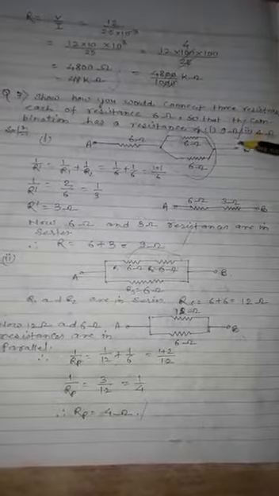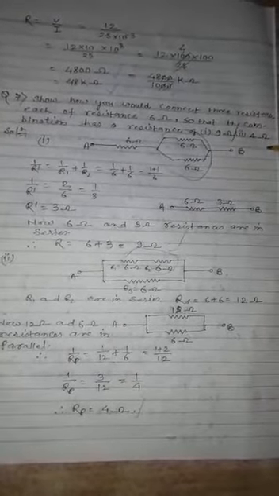So here 3 resistors of resistances 6 ohm, 6 ohm and 6 ohm are connected in such a way that the first time we get the equivalent resistance 9 ohm and the second time we get the result 4 ohm. Thank you.